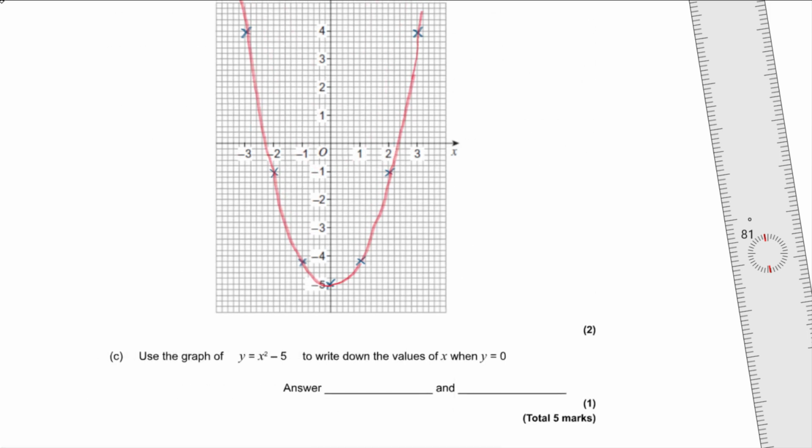Then part C says use a graph of y equals x squared minus 5. That's what I drew to write down the values of x when y is 0. Y is 0 is actually the x-axis, isn't it? That's the line y is equal to 0. So where does this graph pass through the x-axis basically? It passes through the x-axis here, at that value, and here. At that value there, then, doesn't it? Then the 2 points. So I just need to write those down. So 1 seems to be at about -2.4, so negative 2.4 on one side, and on the other side it's symmetrical, isn't it? It's going to be 2.4 on the other side.